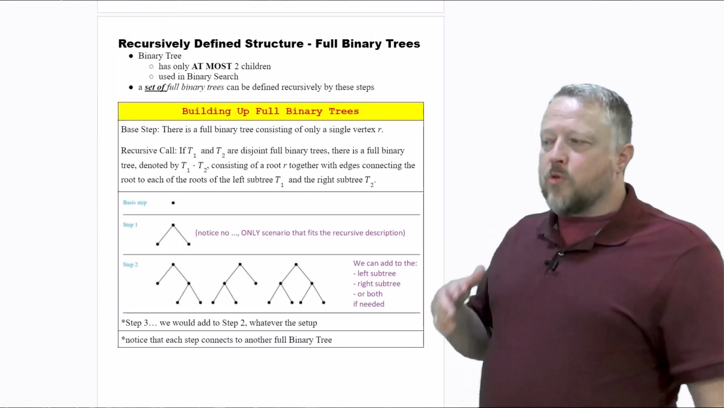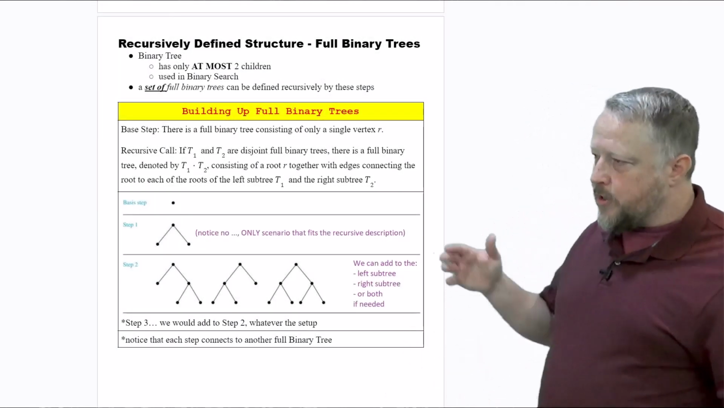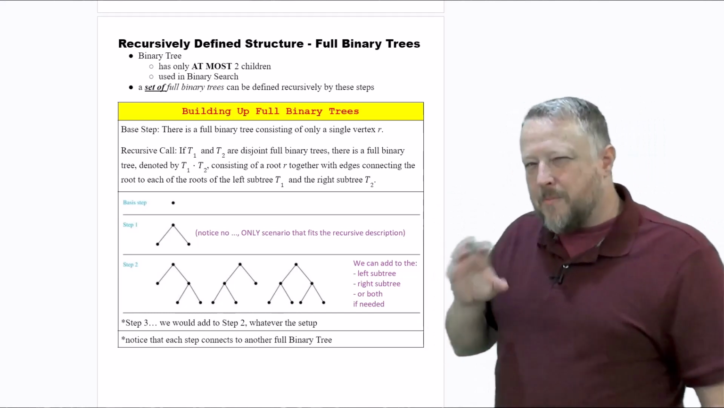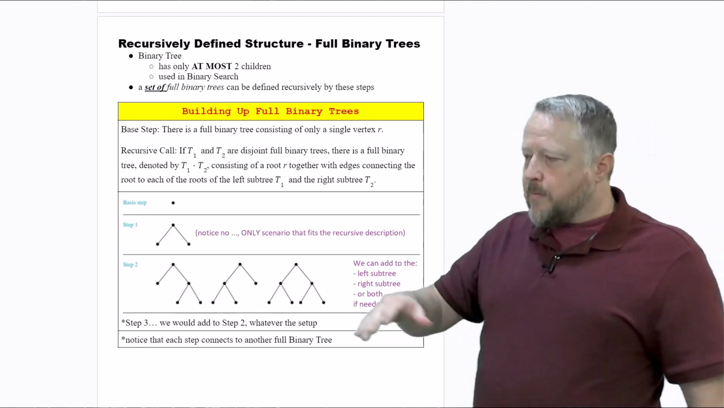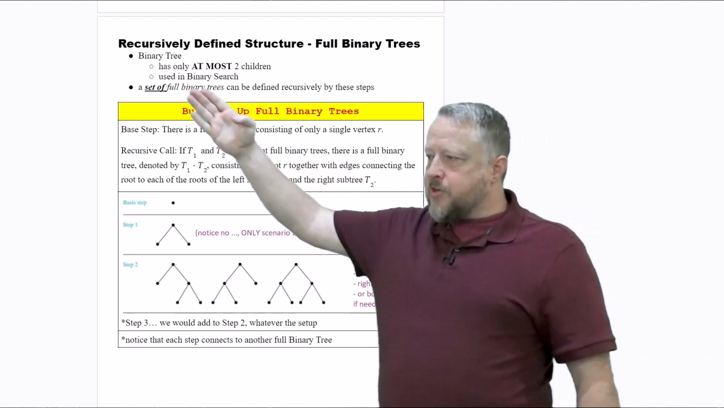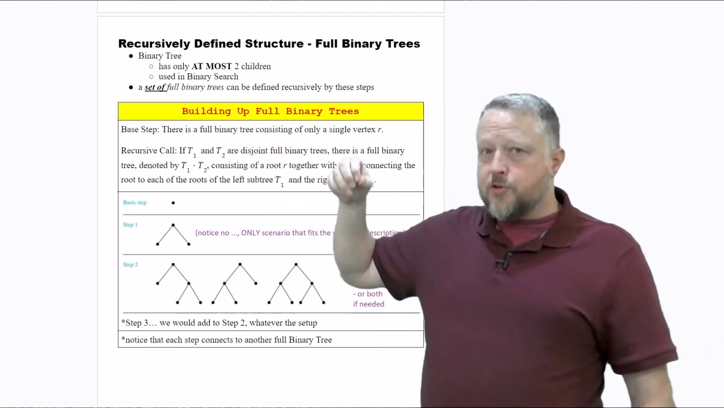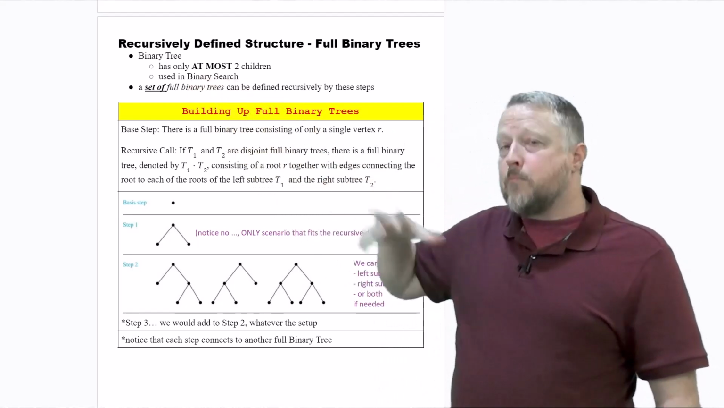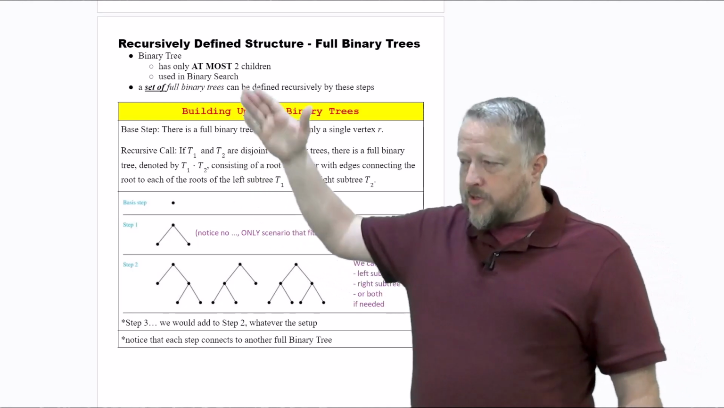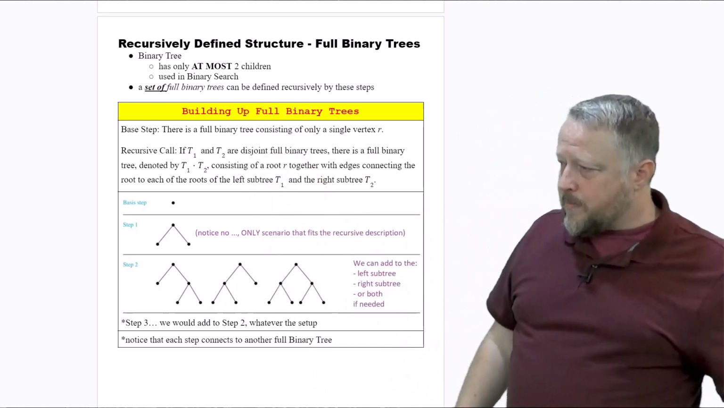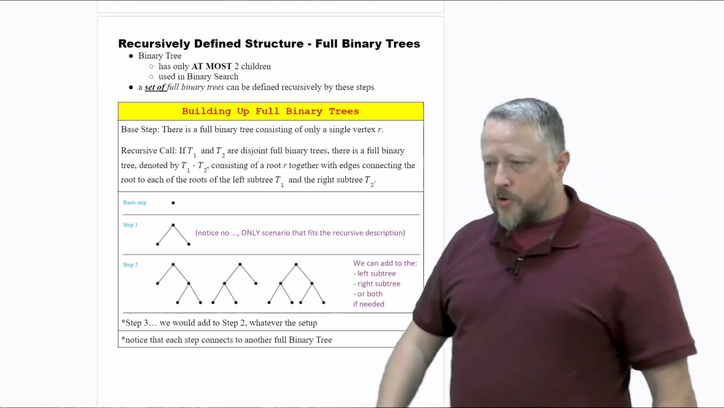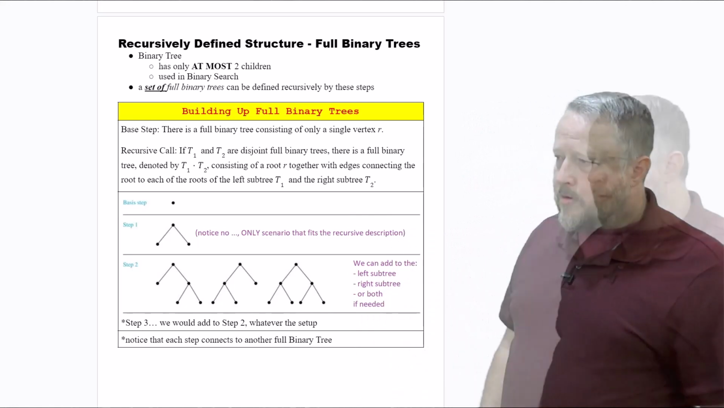For our next recursively defined structure, we're going to use a full binary tree, which again, I'm hoping you've heard before, but if you haven't, let me know more. A binary tree is going to have at most 2 children. It's a tree, so you're going to have a root, and 2 kids at most. And we use this in our binary search, which you may have talked about before in other classes like data structures, CS1, something of that nature.